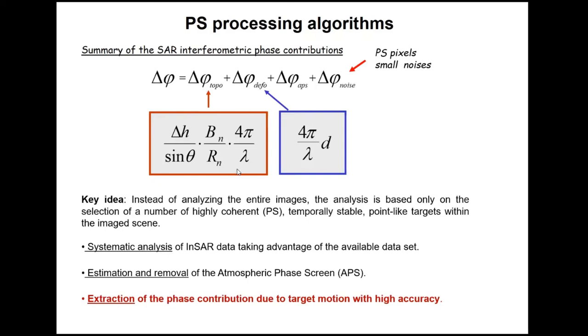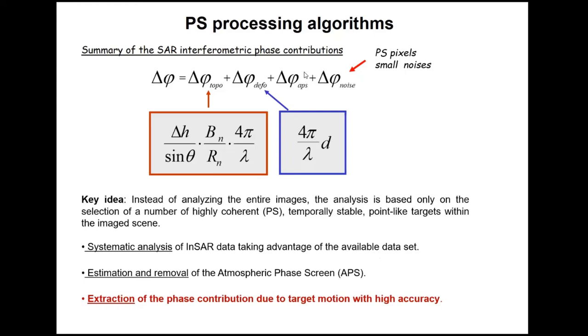The key idea is we don't analyze the whole image, but we just focus on a certain number of stable targets, what we call highly coherent or persistent or permanent scatterers. Usually as a function of time, it will be very stable, and it's just one point target. Usually there is one dominant scatterer inside a certain pixel, and it contributes the phase as a function of time, very stable. Using that, we can systematically analyze by taking into account all available data sets, and then we can estimate and remove the atmospheric turbulence.